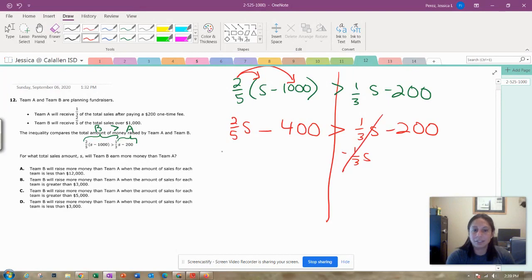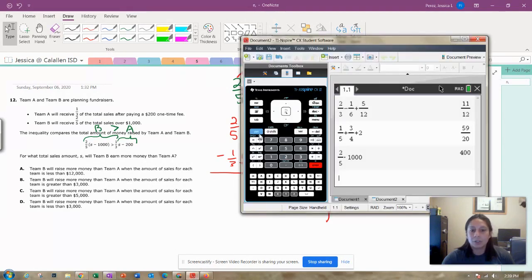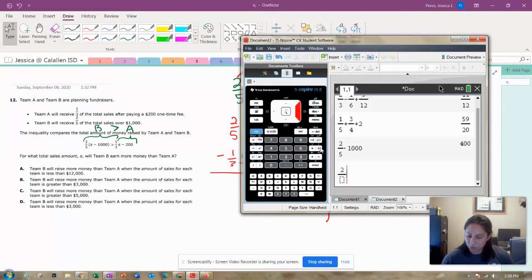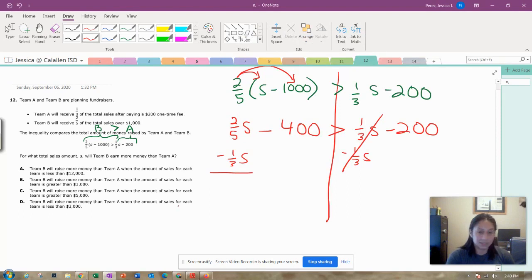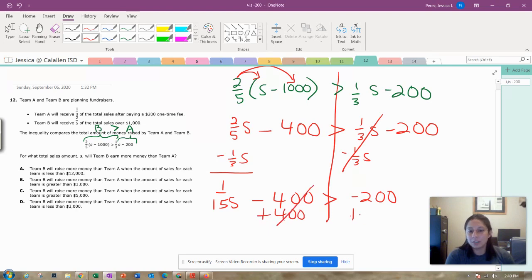Next, we have to put the S's together. So I'm going to take away 1/3 S, take away 1/3 S. So I have to figure out what's 2/5 minus 1/3. So on the calculator, what is 2/5 minus 1/3? Again, you could find common denominators. I'm not going over how to find common denominators, but it is 1/15 S. So I'm going to put here 1/15 S minus 400 is greater than negative 200.